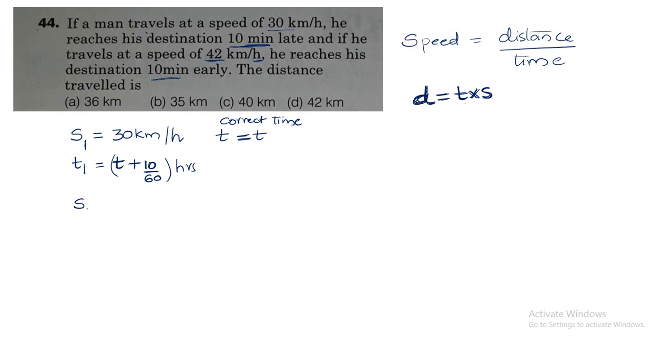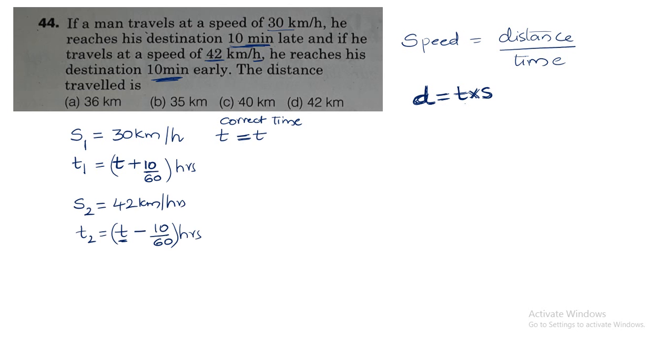The same way I can write s2. So s2 is equal to 42 kilometers per hour. The same way, what about time t2? So time t2 is equal to, for the correct time he is reaching 10 minutes early. So 10 minutes early means 10 minutes before only. So to the correct time I am reaching 10 minutes early means I need to subtract this 10 minutes. So 10 minutes in terms of hours, 10 by 60. So this is nothing but my time t2.